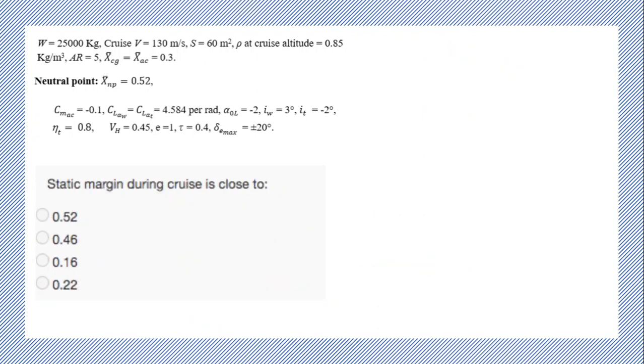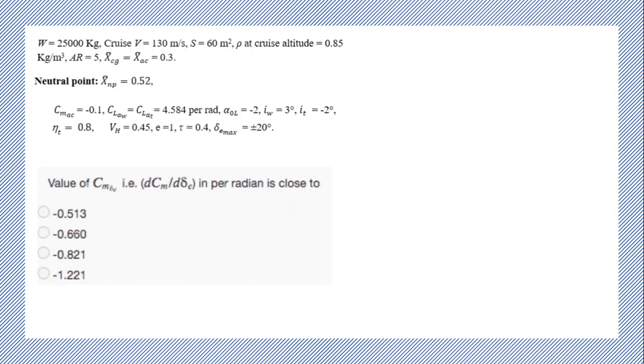Okay. So next question is, static margin during cruise is close to. Static margin is xnp minus xcg, right? xnp is directly given to you, xcg is directly given to you. So static margin x bar np minus x bar cg is just 0.52 minus 0.3, correct? Just 0.22. So the aircraft is stable.